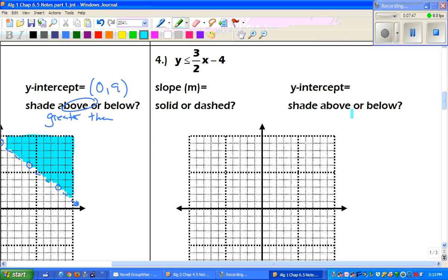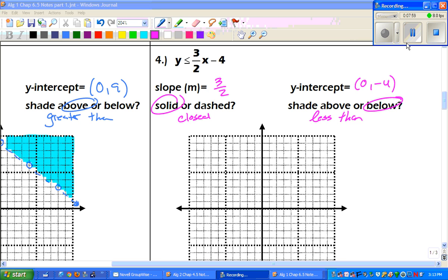Number 4, we're going to do this in 2 parts. First, pause the video and do the top, and then you'll pause it again and you'll do the graph. Okay? So, first pause. Go for it. Okay, so the slope was 3 over 2. The y-intercept is 0, negative 4. It's closed because of the line underneath it, and it's less than, so you shade below.